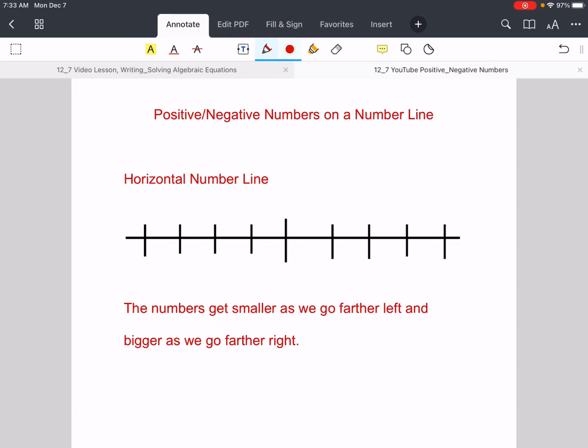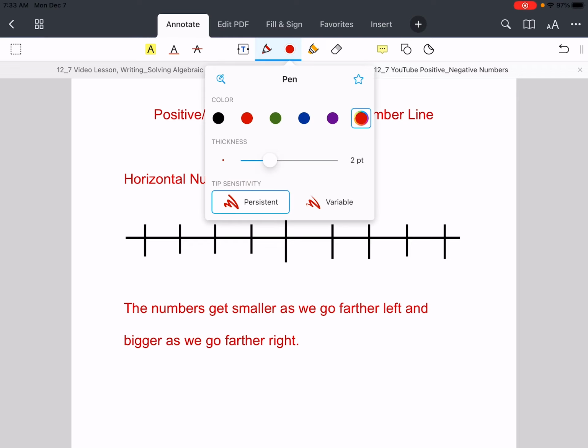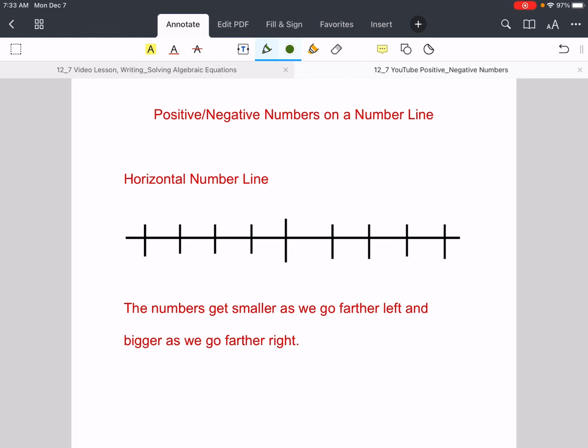So we are introducing negative numbers to our lives. We're starting out with a basic number line. So there are two types of number lines. First and most common one is horizontal. So it is key to always have 0 on most number lines. And the numbers are going to get smaller as we go to the left and bigger as we go farther right.